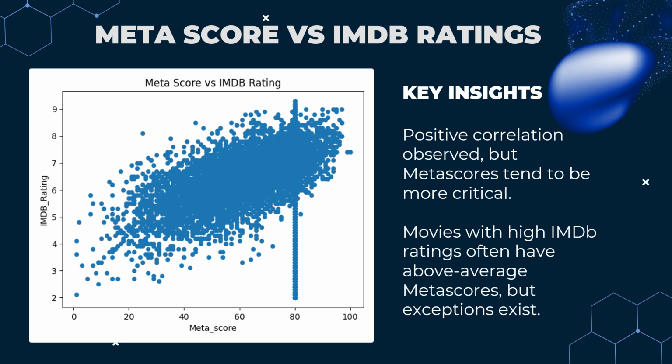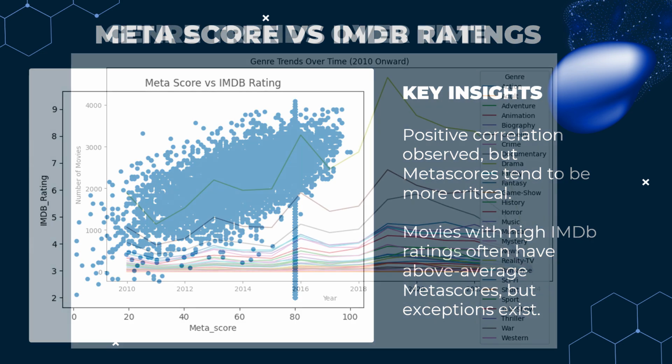Key insights include that movies with high IMDb ratings tend to have above-average Metascores, but there are exceptions where high-rated movies on IMDb have relatively lower Metascores. This highlights the difference in perspectives between critics and general audiences.